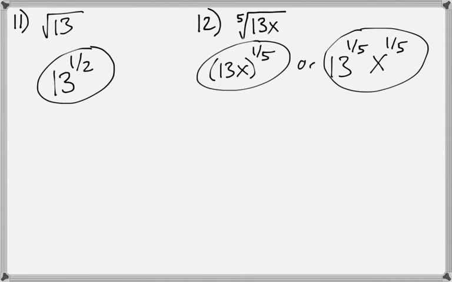So a common wrong answer would be to put 13x to the 1/5, and that is wrong because there's actually an implied 1 that goes with the 13, and we don't want that. We want the 1/5 to apply to both of them. So either explicitly apply it to both of them or put parentheses.